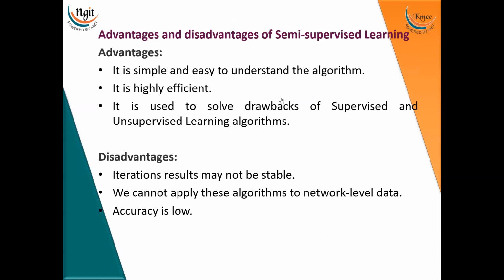Advantages and disadvantages of semi-supervised machine learning. It is simple and easy to understand the algorithm of semi-supervised machine learning. It is highly efficient and it is used to solve some drawbacks which occur in supervised and unsupervised learning algorithms. Coming to the disadvantages, iteration results may not be stable. We cannot apply these algorithms to network level data. And from the accuracy point of view, it always gives less accuracy when compared with other types of machine learning algorithms.